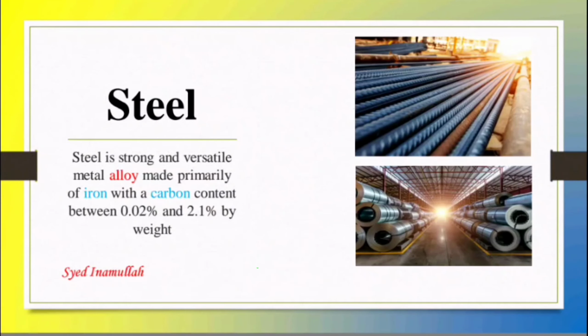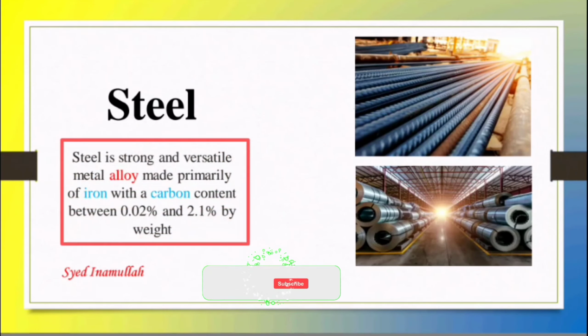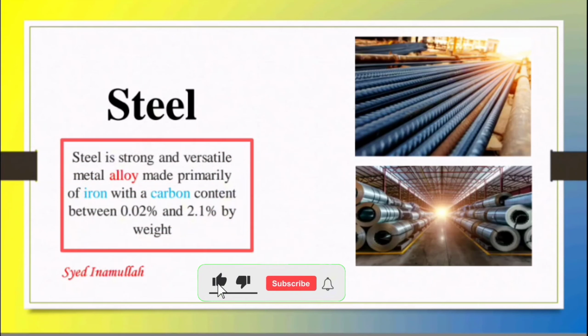Steel is an alloy. What is an alloy? When we combine two or more metals, the resulting product is called an alloy. So we combine iron with carbon content, and the resulting product is called steel. It is a strong and versatile metal. Remember, this is a widely used metal in construction, in reinforced concrete design and steel structures.